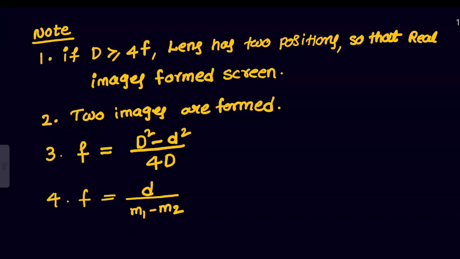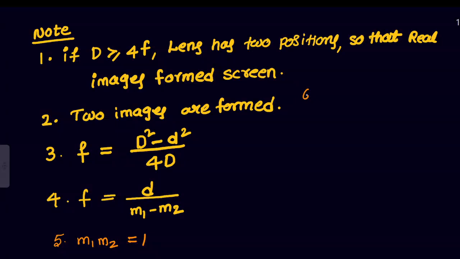Small d by m1 minus m2. M1, M2 are the magnifications. Here, one is a magnified image, the other one is a diminished image. The product of m1 into m2 will be equal to 1. If one is magnified by 10 times, the other one is diminished by 10 times.